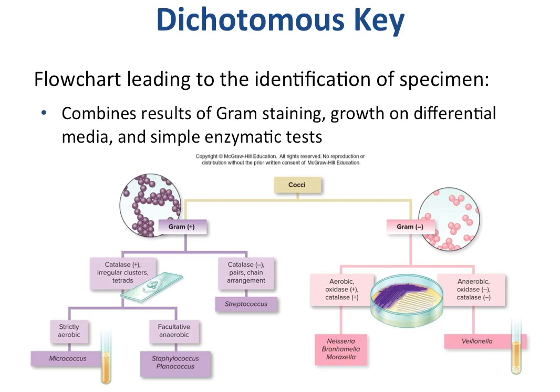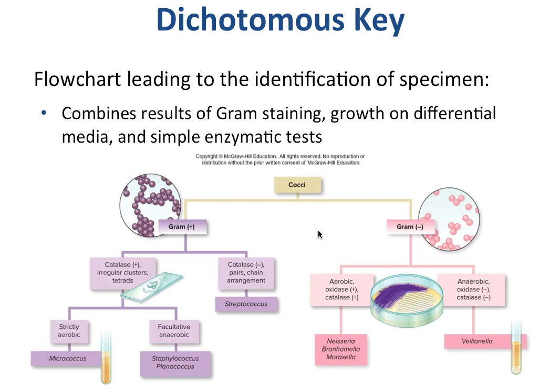If the bacteria are irregular clusters and catalase positive, we can do either an aerobic test or an anaerobic test. So we can use the reducing media for this test, right? If the bacteria are aerobic, that would be Micrococcus. If the bacteria are anaerobic, that could be Staphylococcus or Planococcus.